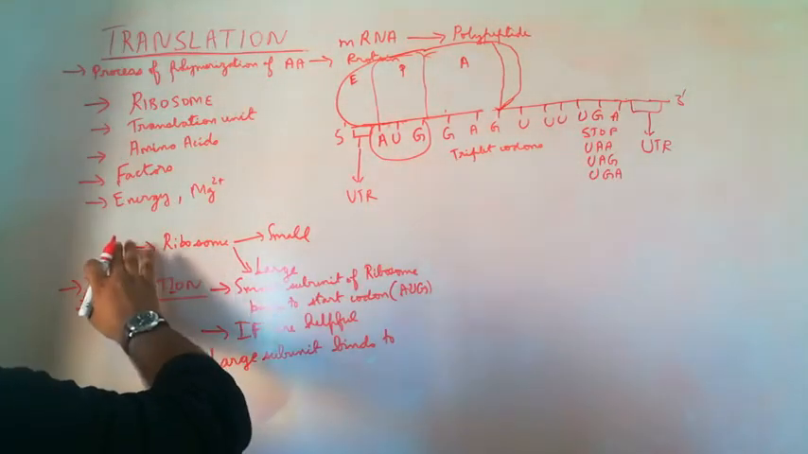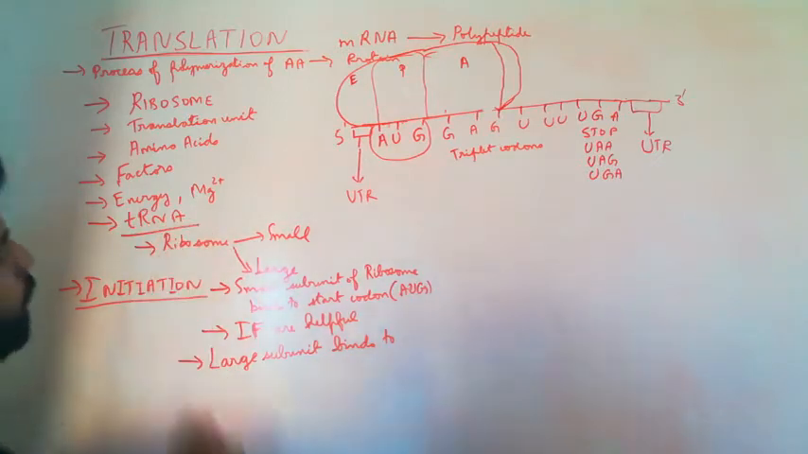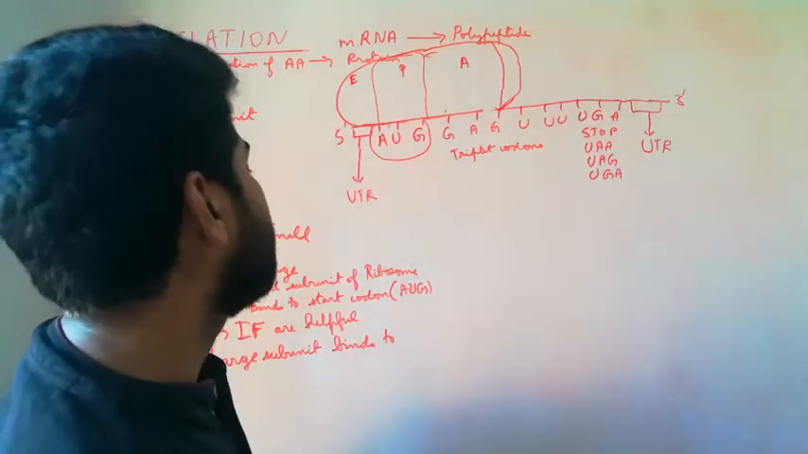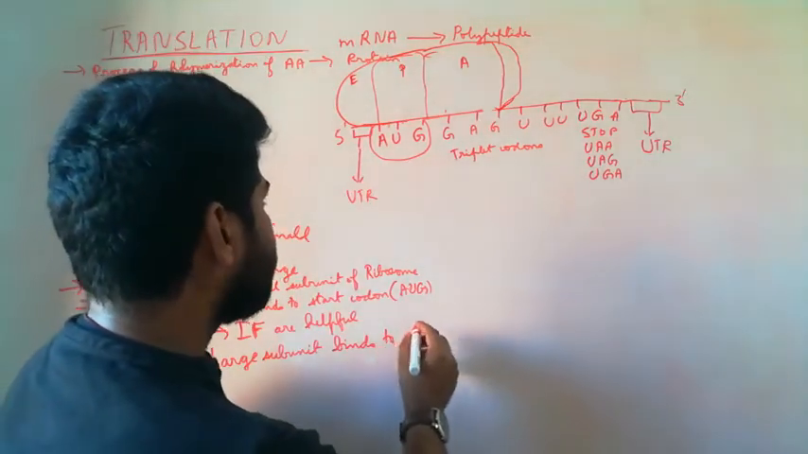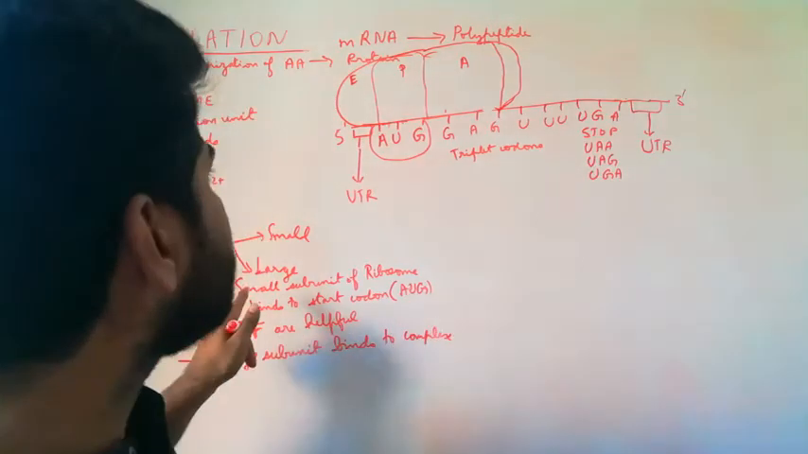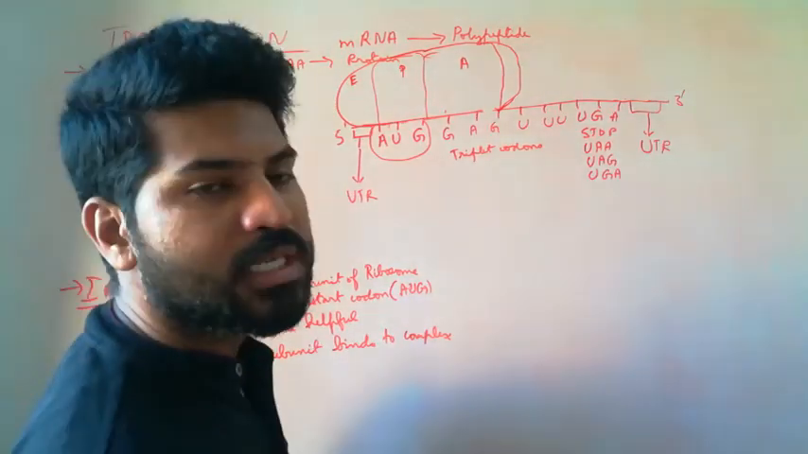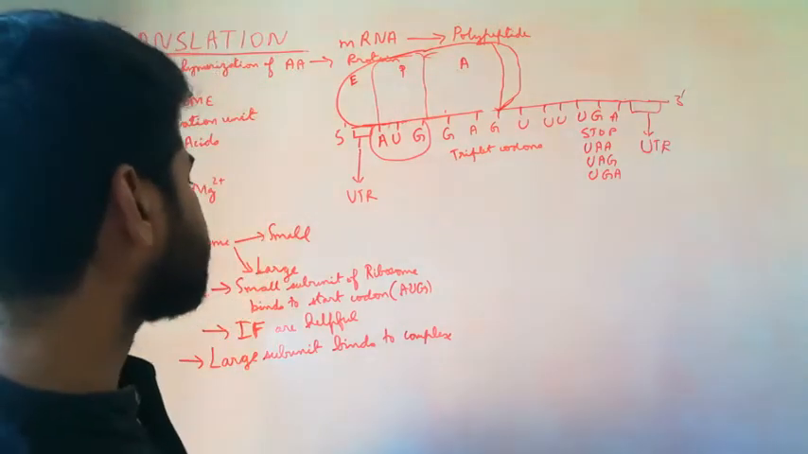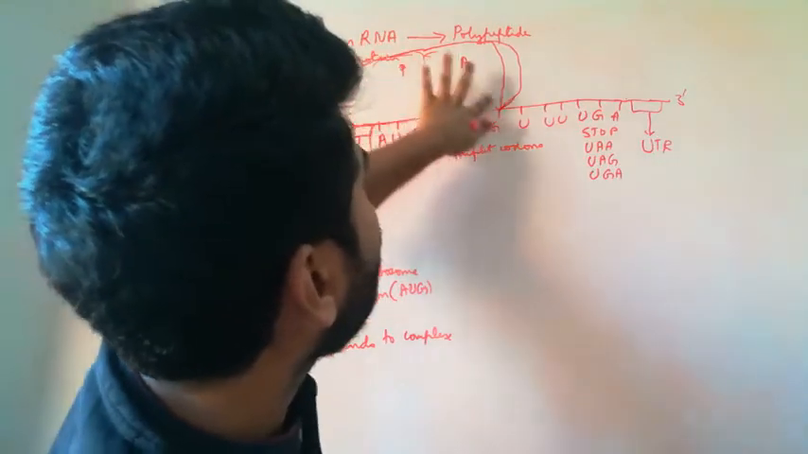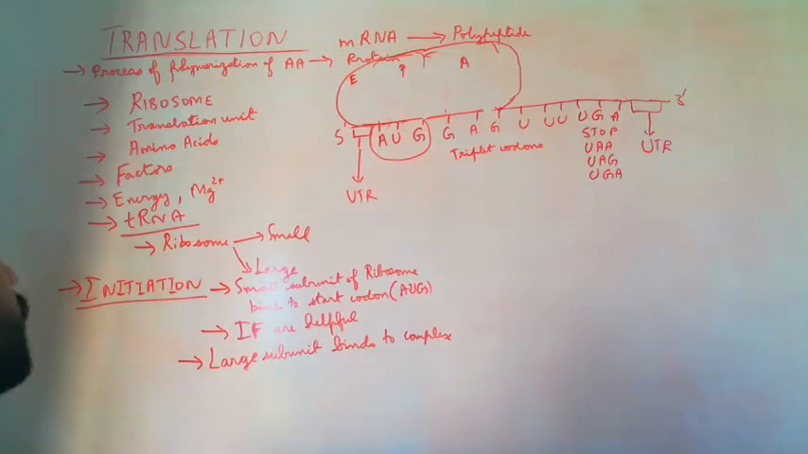And we also require tRNA, which is very important. tRNA is also required for translation. So the large subunit comes and binds to the complex. Once the large subunit comes and binds to the complex, the initiation process has almost begun. Then what we need is the tRNA molecule.